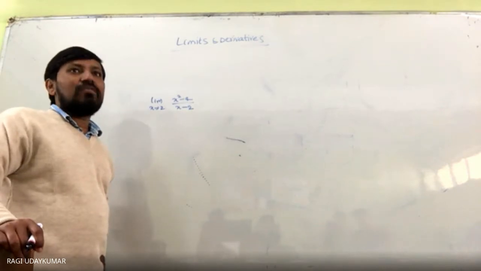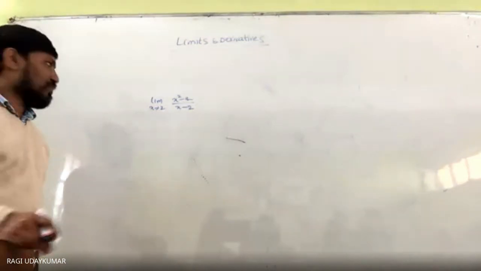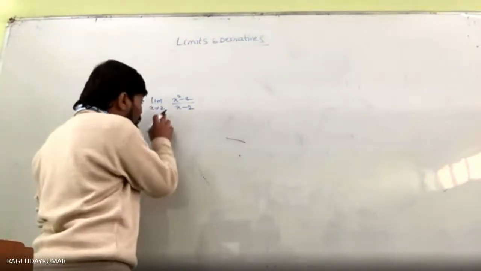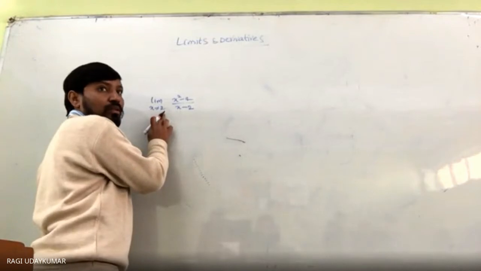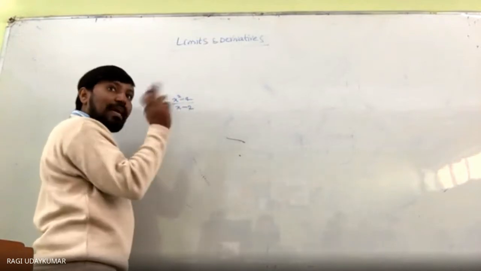Why? Because whenever you take into consideration this situation, you substitute the value near 2 in this function, not exactly 2.